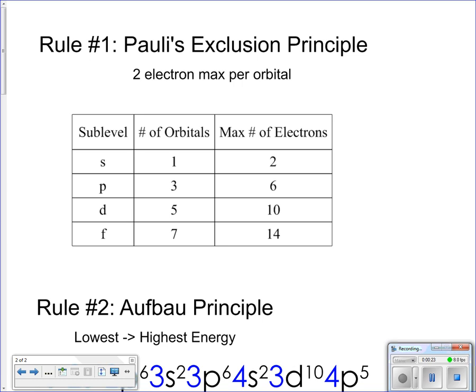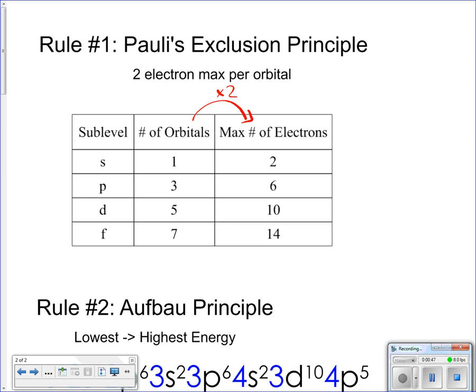It's that 2 electrons can fit in each orbital. So just to remind you, in the S sublevel, there's 1 orbital. In the P, there are 3. D has 5, and F has 7. So if we multiply each of those orbitals by 2, it will give us our maximum number of electrons per sublevel.